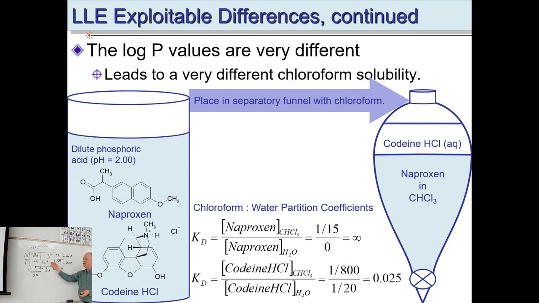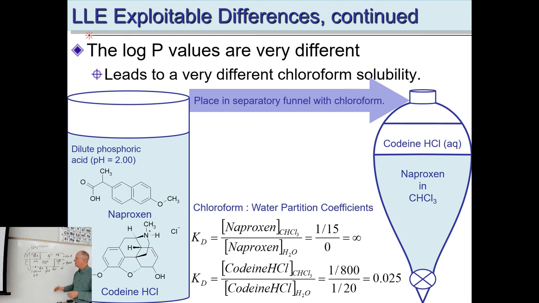So this is my favorite way to do these problems, is to set up the pKa's, to set up the different rows for the substances. And notice we would want to avoid the pH in between these two pKa's because both of them are in the aqueous layer. And we want to separate these two.